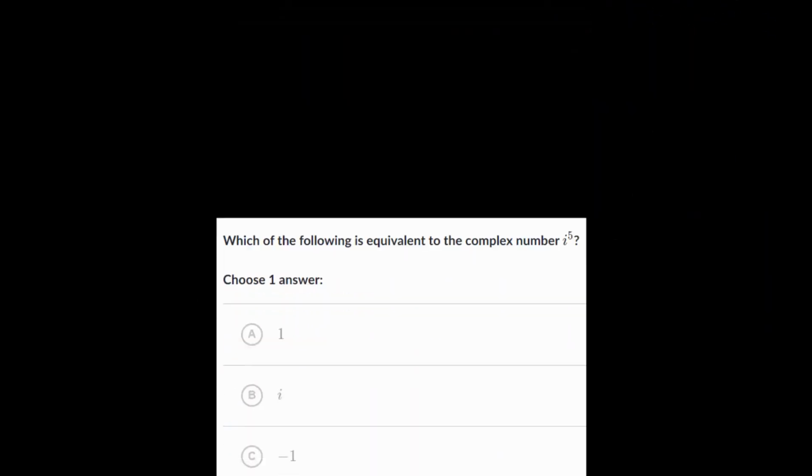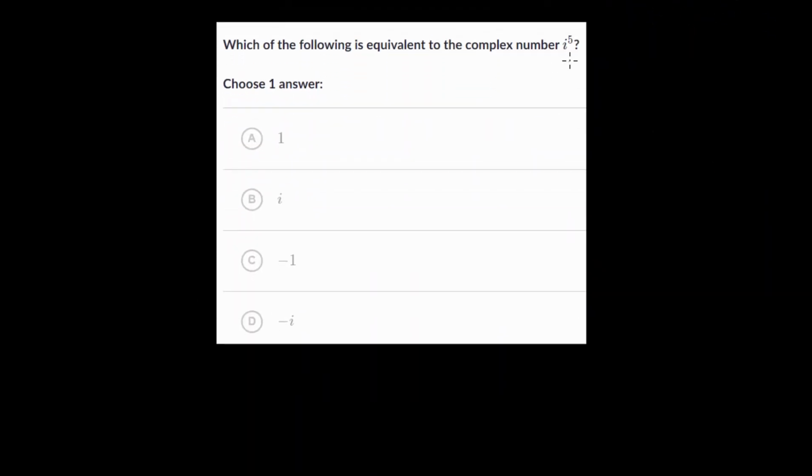And let's do another example. So now we have which is equivalent to i to the 5th power. Well, we did look at that in the previous example, but let's use our strategy here. We want to pull out the largest multiple of 4, and 4, in this case, is the largest multiple of 4. So we have i to the 4th multiplied by i. And we know i to the 4th is just 1. So we get 1 multiplied by i, which is just i. And so choice letter B is the correct answer here.